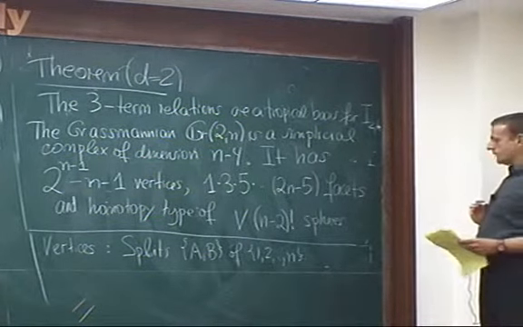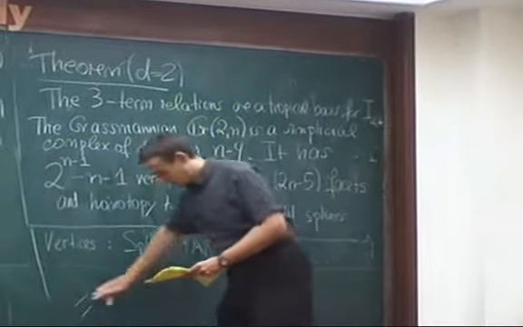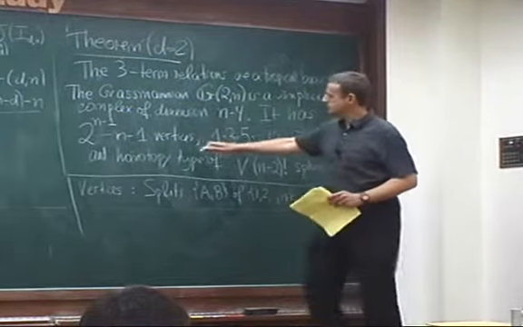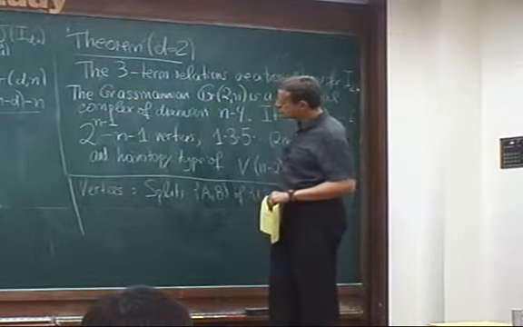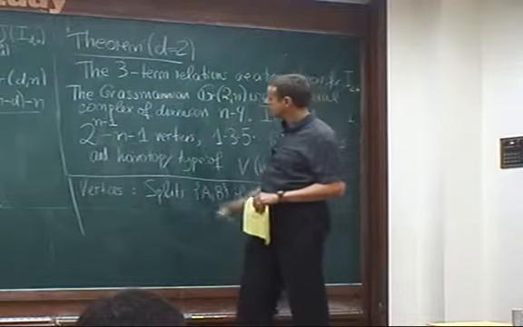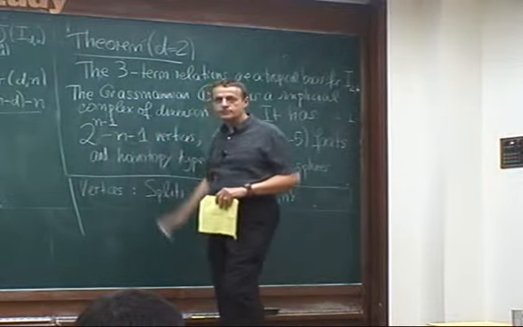Okay, so these are the vertices, the splits, and let me tell you what the edges are. So there's this many splits. For instance, if n is 4, then we have 2^(n-1) minus 5, so there are 3 splits. Okay, very good.